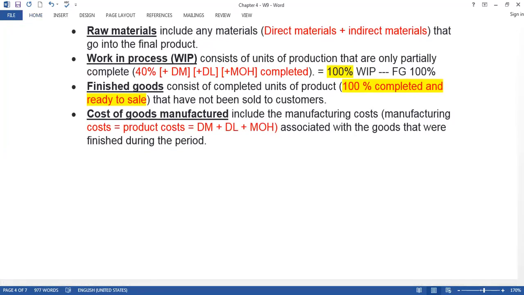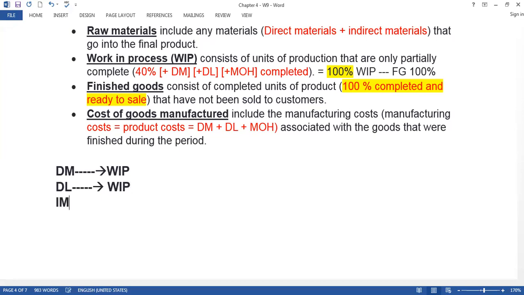So it's direct material, okay? Direct material transferred to WIP. Direct labor transferred to WIP.